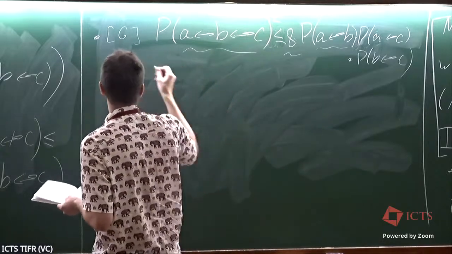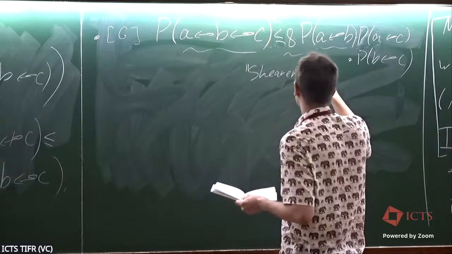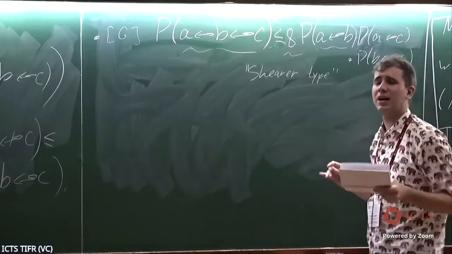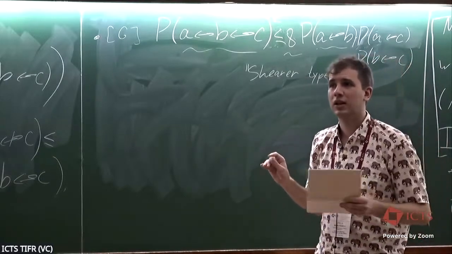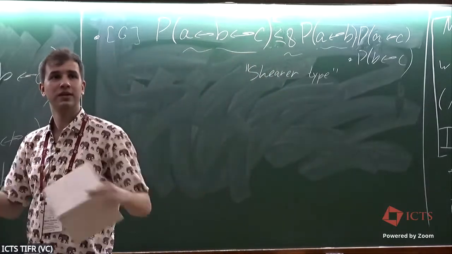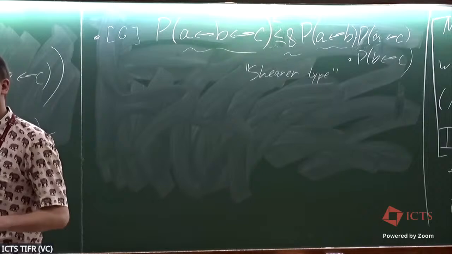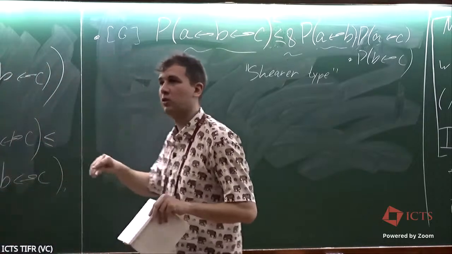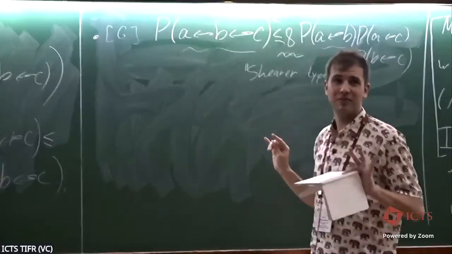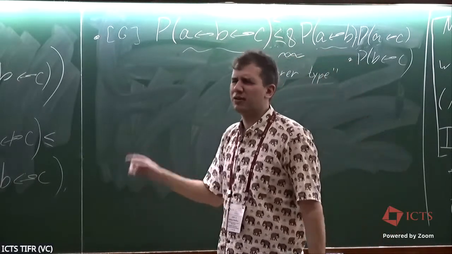Okay, so this is like a Shearer type. Actually, similar things happen with Kolmogorov complexity. If you have strings A, B, C, you can define their mutual Kolmogorov complexity. And it turns out that if you have an inequality for entropy vectors, you have a corresponding inequality for Kolmogorov complexities, also up to some ugly additive constants, additive logarithms, I guess.